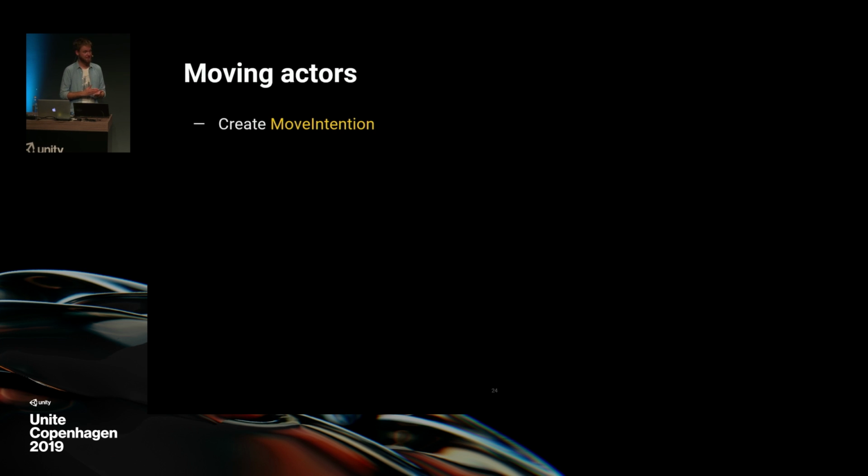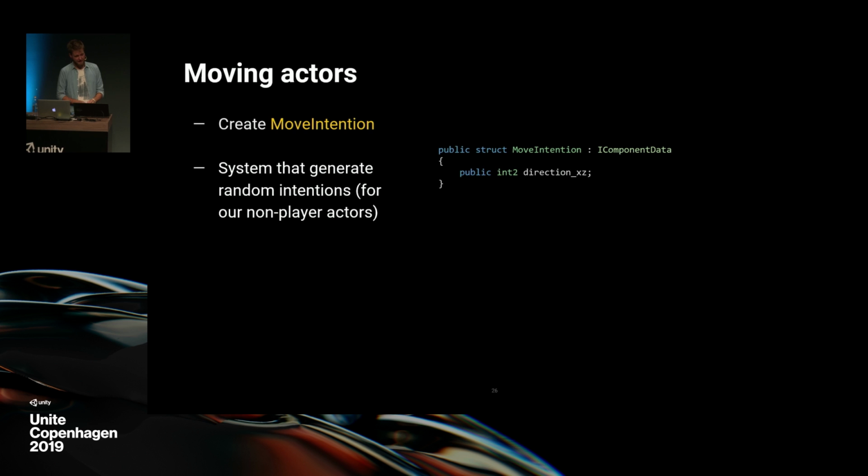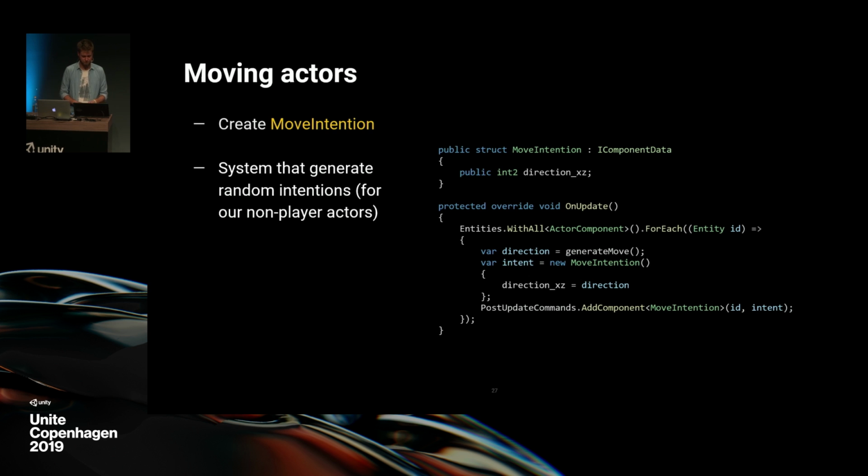Because now we can animate actors moving around, but what we are still missing to have the first version of a prototype is the intention to move somewhere. So we're going to create another component called move intention that just contains an int vector of size 2, which gives us the x and z direction in which the actor should move. And now we want to have a system that generates those randomly for our non-player actors.